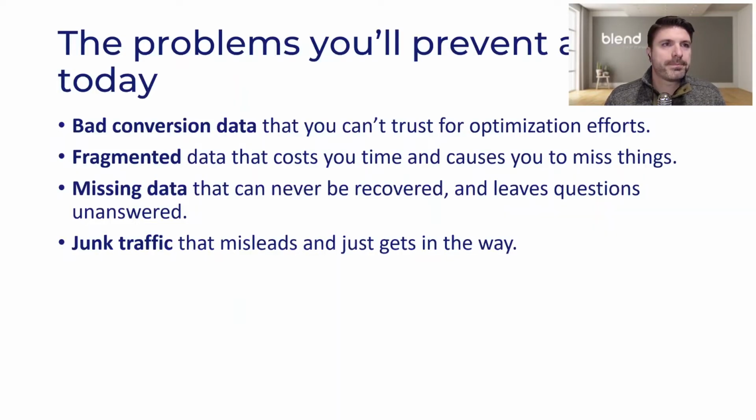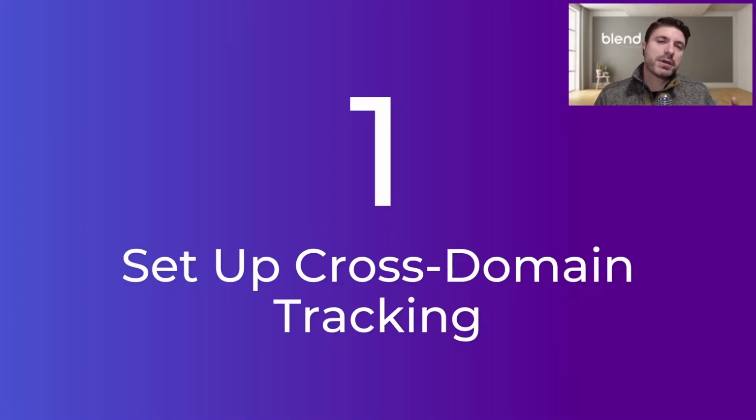There are 4 ways that your website data can waste your time or your money or both. You can get bad conversion data if things aren't set up correctly, which will possibly mislead you, and it's something that you can't trust when you're trying to optimize your website. You can get fragmented data that costs you time and causes you to miss things. You can get completely missing data that can never be recovered and leaves some questions unanswered, or you can get junk traffic that just misleads you or gets in the way. I'm going to show you these problems, and I'm going to show you the solutions for all of them.